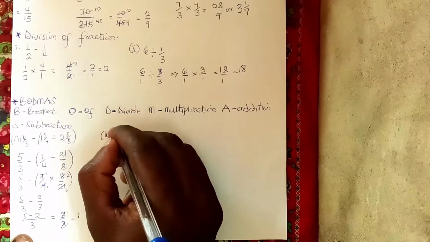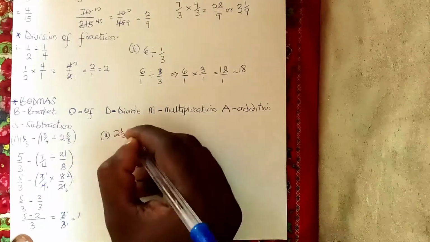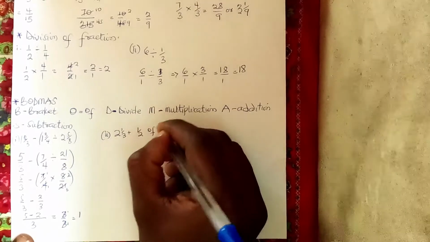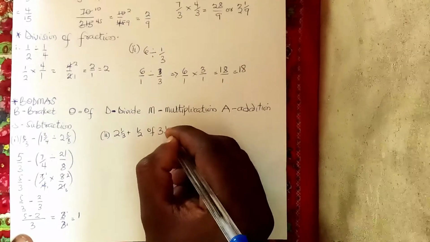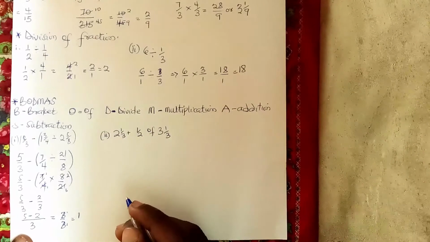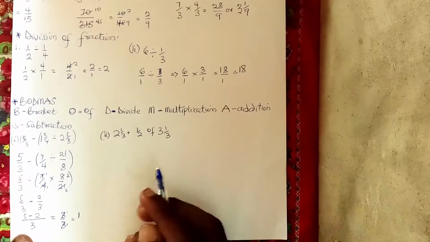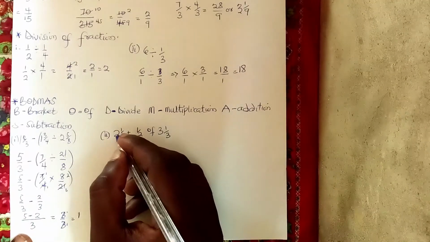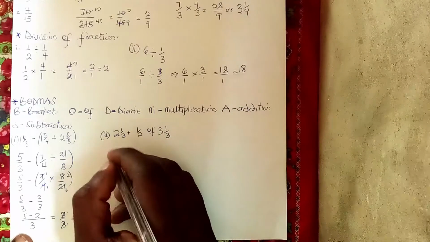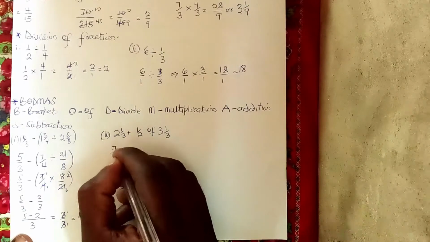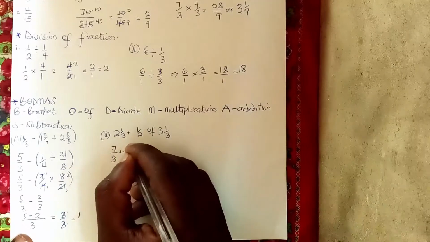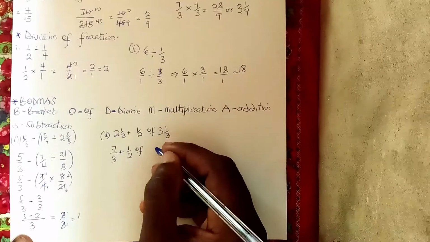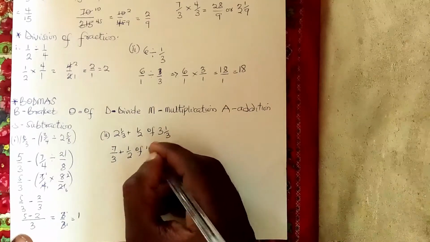We have 2 whole number 1 over 3 plus 1 over 2 of 3 whole number 1 over 3. With this, we also have to change the mixed fraction into improper fraction. So we have 3 times 2 gives us 6 plus 1 is 7. So we have 7 over 3 plus 1 over 2 of 3 times 3 is 9 plus 1. We have 10 over 3.